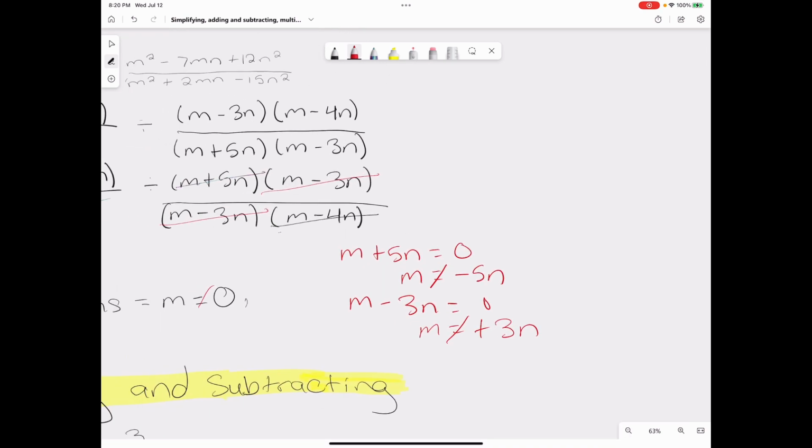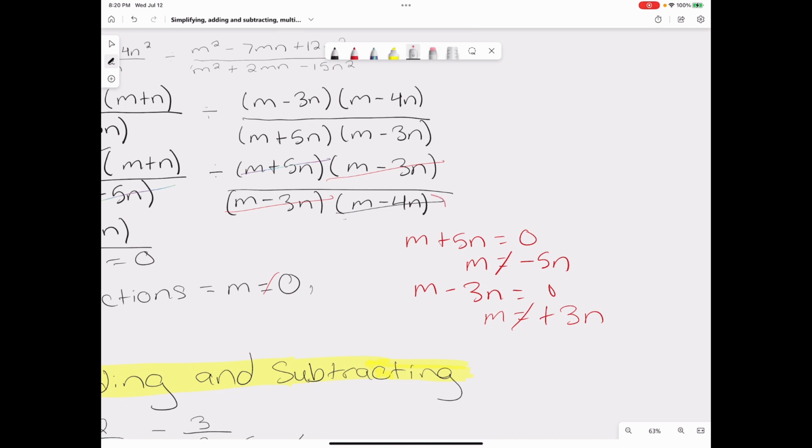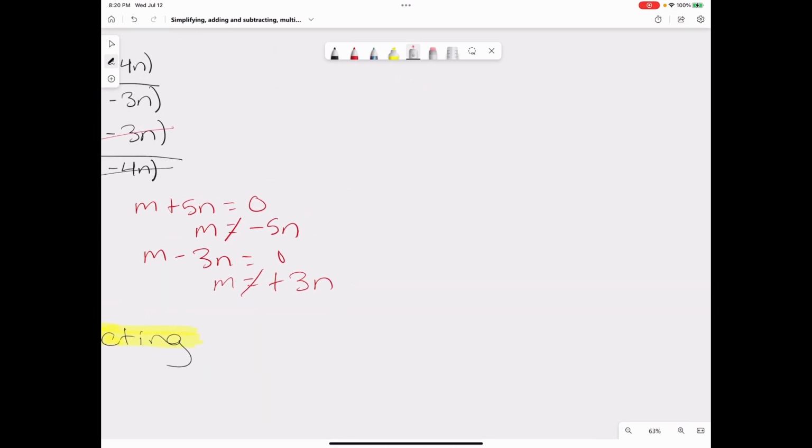And then there's this term right here. Again, we have to look at all steps. Even though the m minus 4n was at the top before, we have to look at it when it's at the bottom. We have to go through each step and see what would result in the bottom equaling 0. And so if we had m minus 4n equal to 0, well then m cannot equal positive 4n.